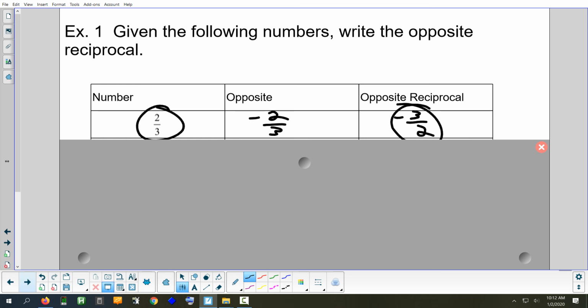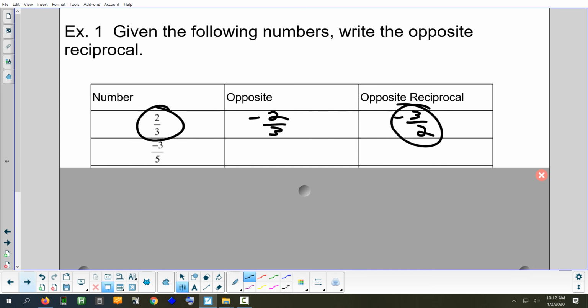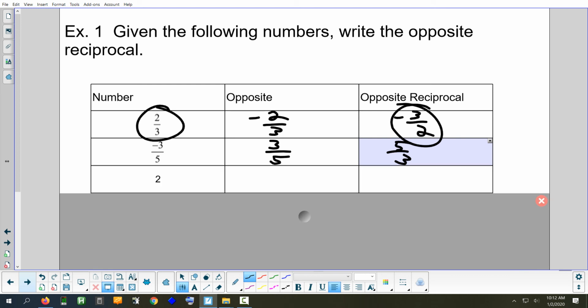This and that would be perpendicular slopes. Okay? That's what we're looking for. All right, so we're just practicing a little bit. The next one, negative 3/5. Julia, what's the opposite of negative 3/5? 3/5. So she gave me the opposite. Now in the next box, I also want the opposite reciprocal. So Blake, what's the reciprocal of 3/5? 5/3. What's in that box and what's in that box would be perpendicular because they're opposites and they're reciprocals.